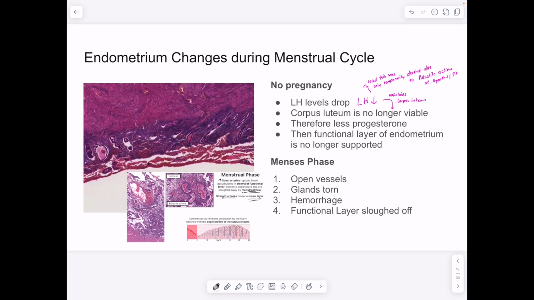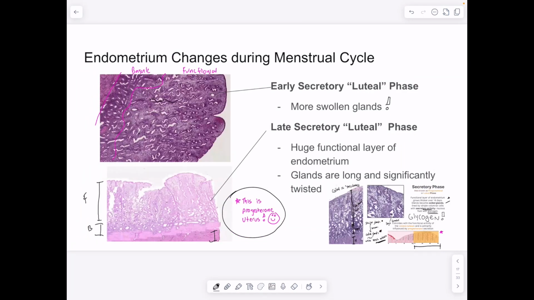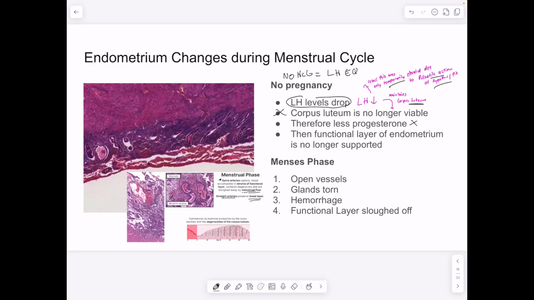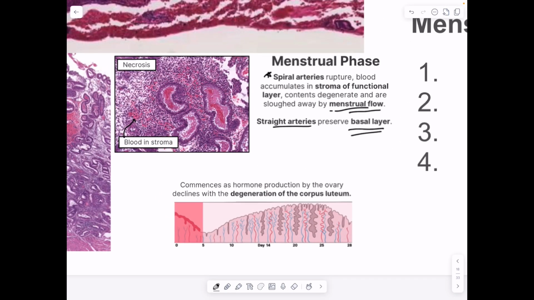So if you have no pregnancy, that's no HCG, which means no equivalent to LH. Our LH levels have already dropped because it's a pulsatile thing, but we need LH to maintain the corpus luteum. So if our corpus luteum is no bueno, that means no progesterone. We said this is the progesterone uterus. So what if we don't have any progesterone? Well, then we are here, and we are going to have degeneration of the corpus luteum.